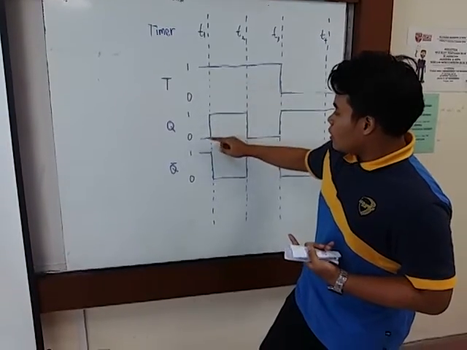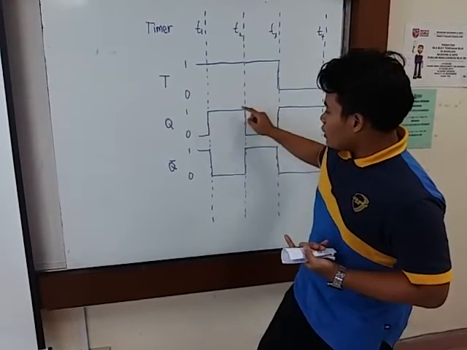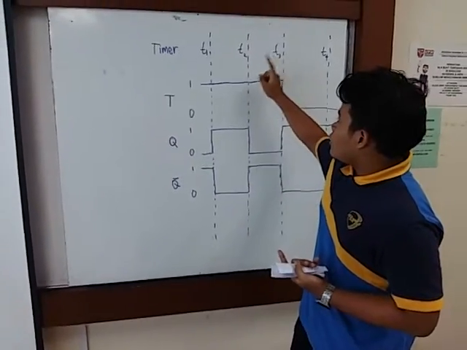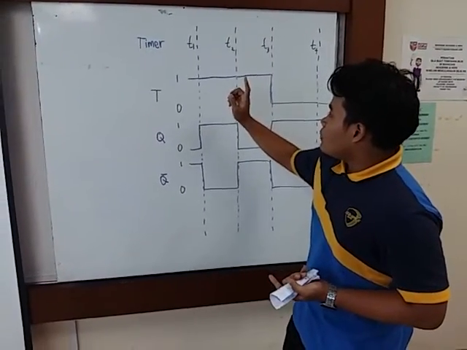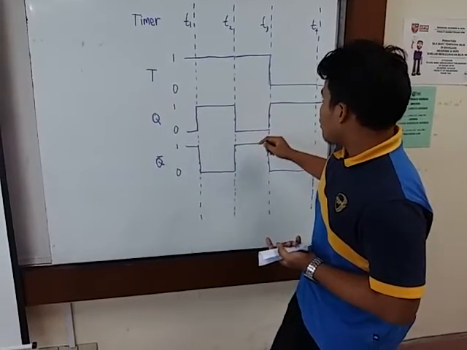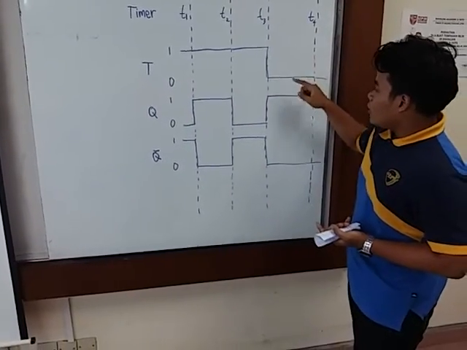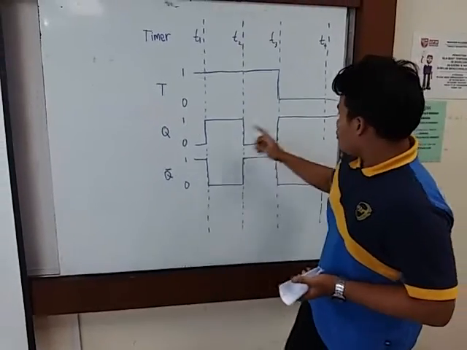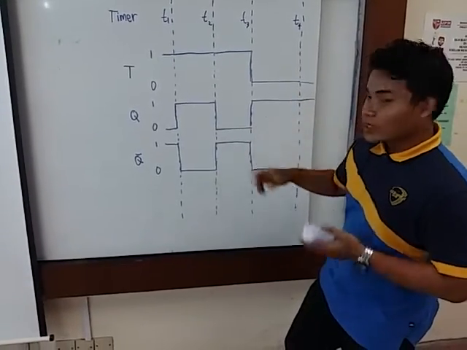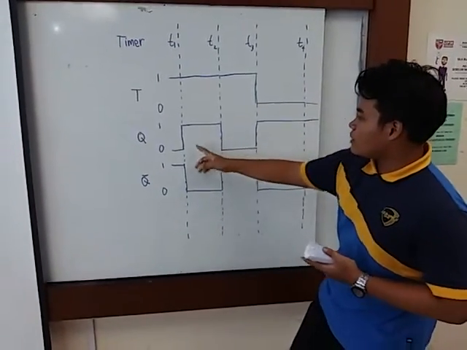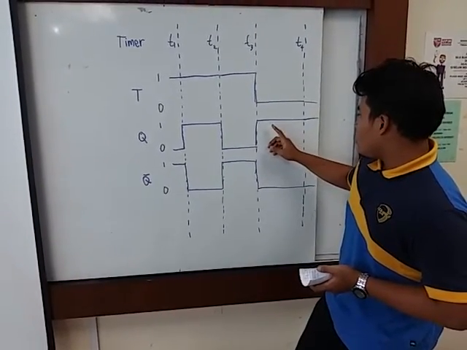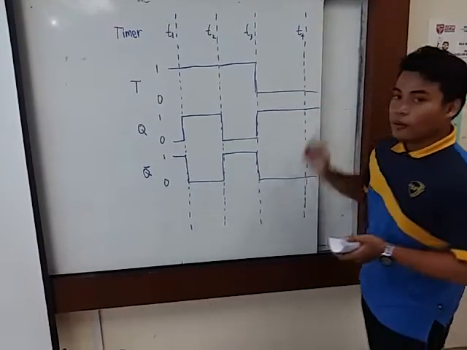If the input is 1, so the Q will change from 0 to 1, and the Q bar will change from 1 to 0. And then for the T2 is also the same. The input T is 1, and the Q and Q bar will change until T3. At the T3, the input T is 0, so the output will be unchanged, which is Q is 1 and Q bar is 0, so it will not change until T4.